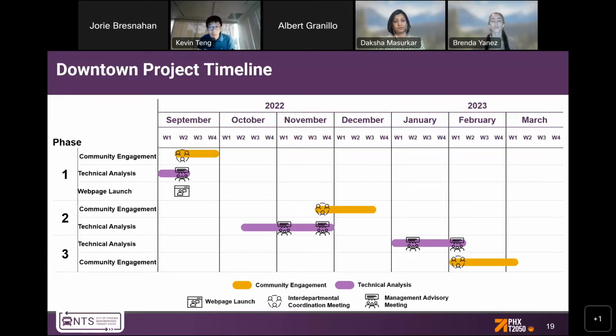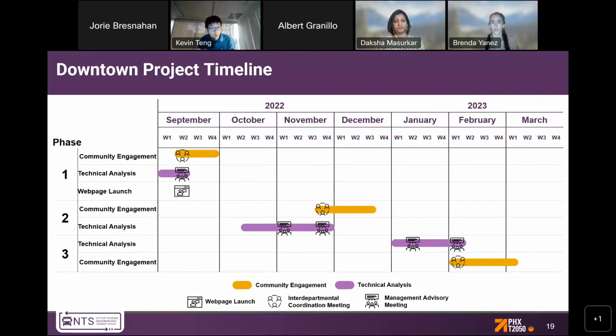We will then engage the public again and get your thoughts on these options. And then the project team will refine these options some more after getting that feedback from the public and land on the final preferred routing by early 2023. This is where you see the different phases of the study for the downtown area.